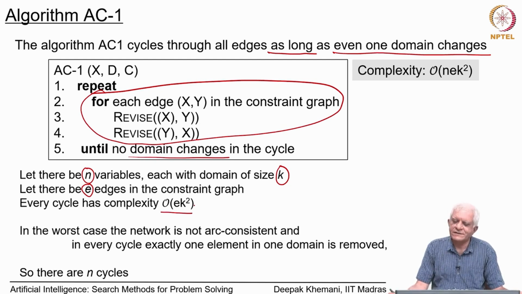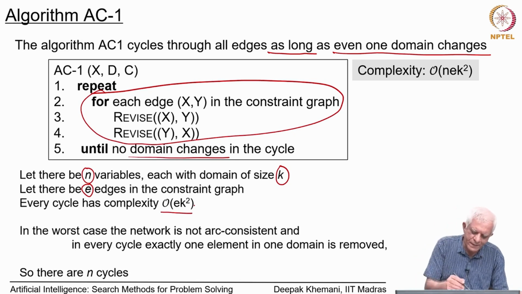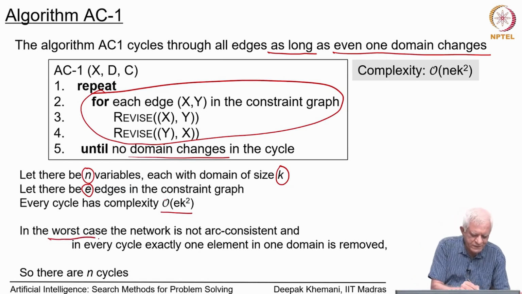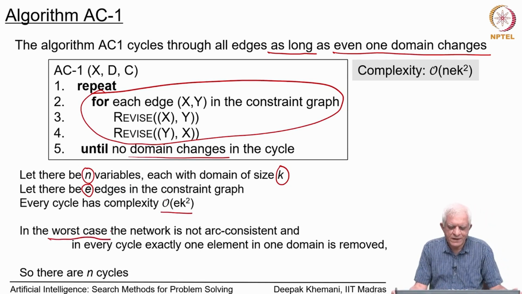If you are looking at the first value of x, you look at all the values of y, you do not get a value. Then you look at the second value of x, look at all the values of y. So, you will do this k times, and for every k you will do a k here. So, it is k square, and because there are e edges, it is e k square. Now, in the worst case, we are talking about the worst case of AC1. What is the best case? The best case of AC1 would be when the network is itself arc consistent to start with essentially.